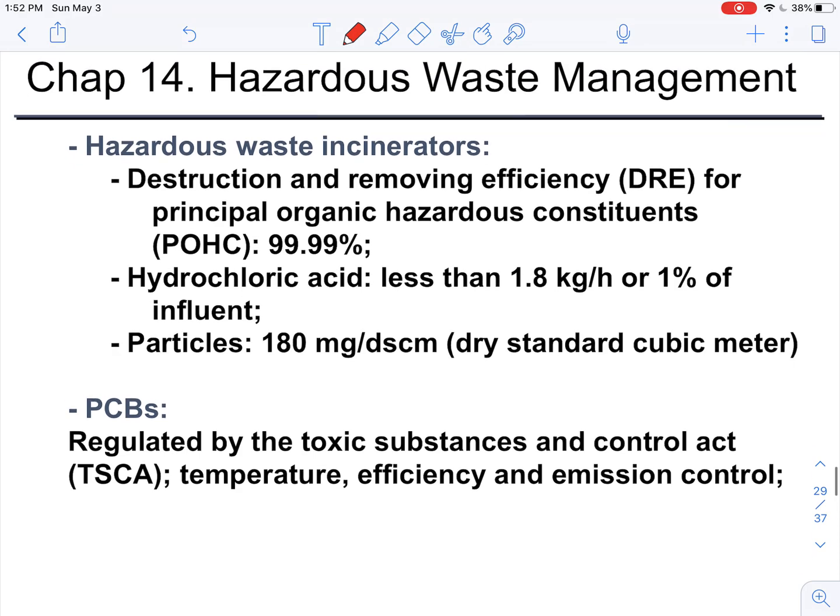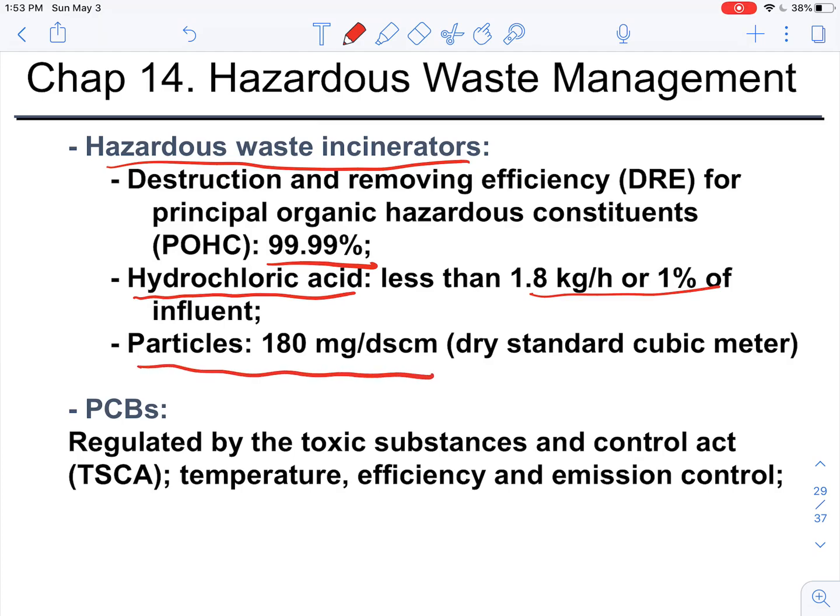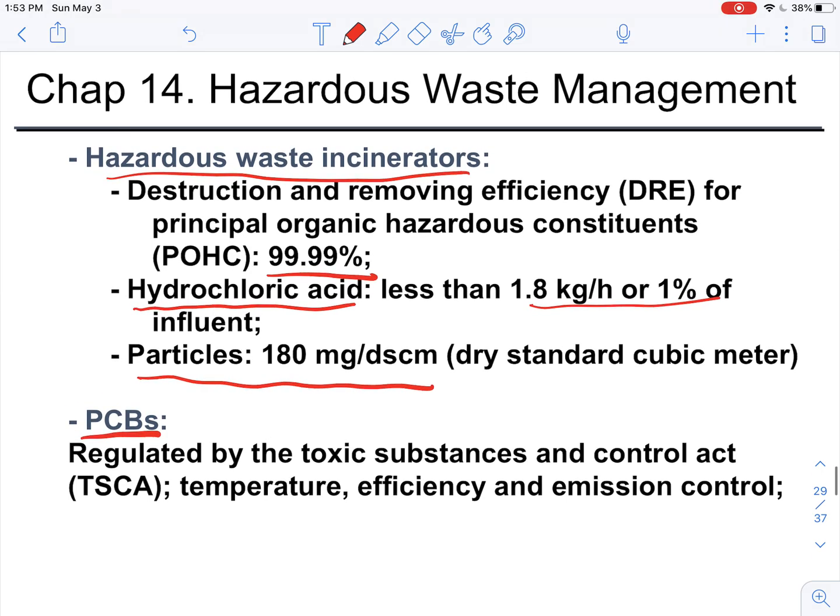Okay, so again, for the design of these hazardous waste incinerators, we need to guarantee that the removal efficiency for the principal organic hazardous constituents is higher than 99.99%. Okay, and in terms of the HCl, the hydrochloric acid, it must be less than a certain amount, right? And in terms of particles, there's also a requirement for the incinerator. And also, we need to consider the PCB, which is polychlorinated biphenyls. Okay, we introduce this as another example of hazardous materials.